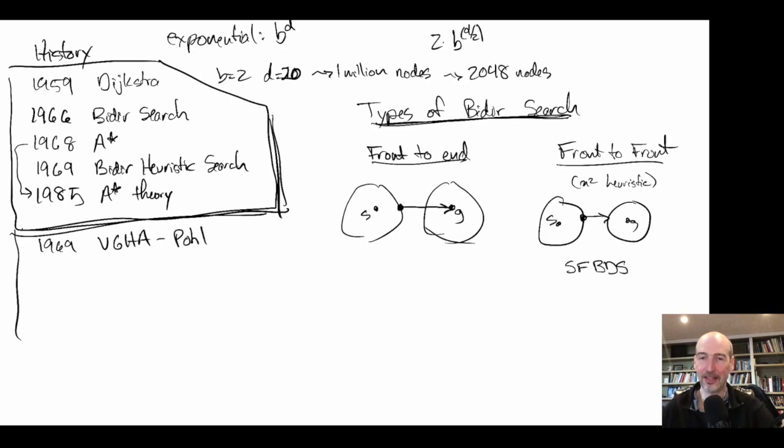So 1969 was the very general heuristic algorithm, and this is by Pohl. Pohl in 1970 gave us suboptimal search, gave us weighted A star. And so he was doing some very important work at the foundation of the field back in the late 60s and early 70s. And so this is part of his PhD thesis.